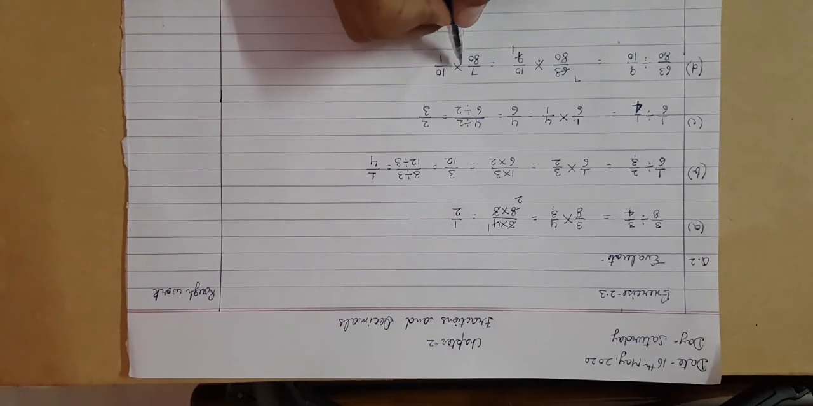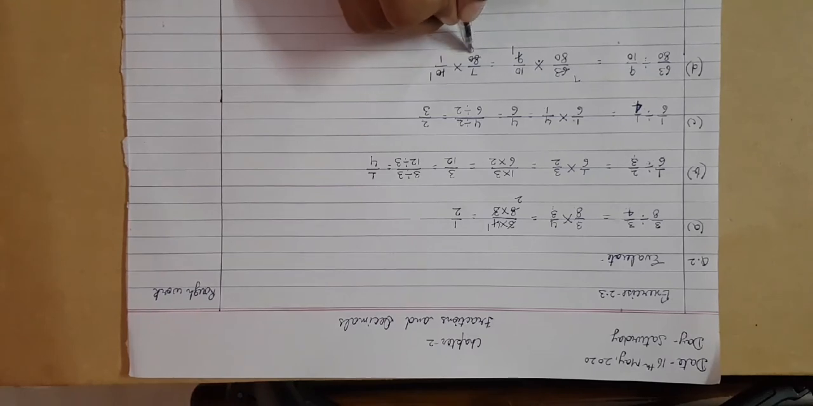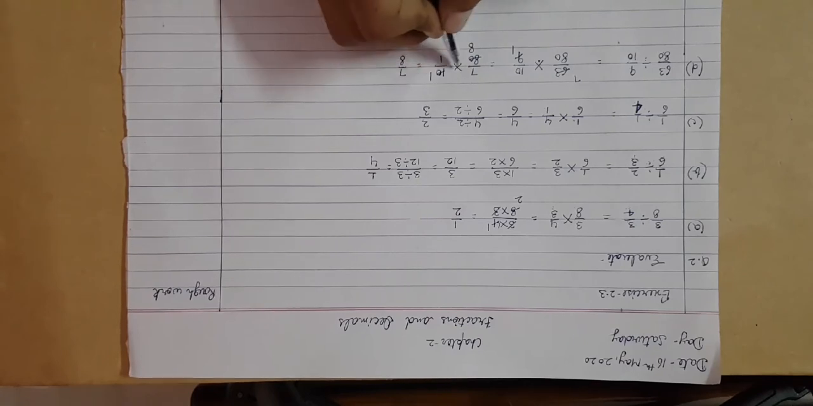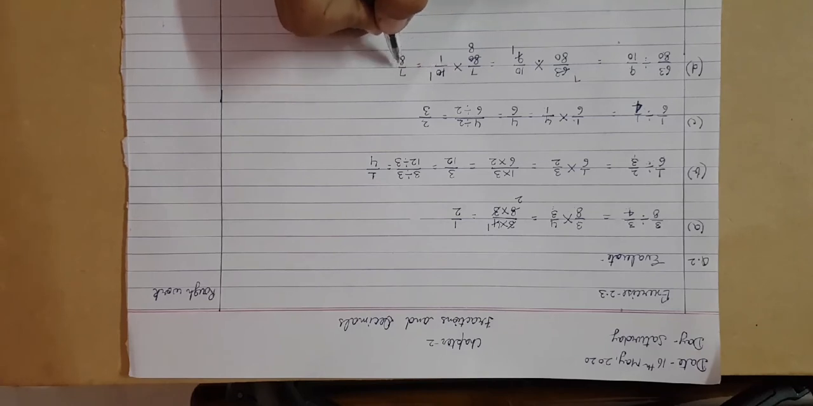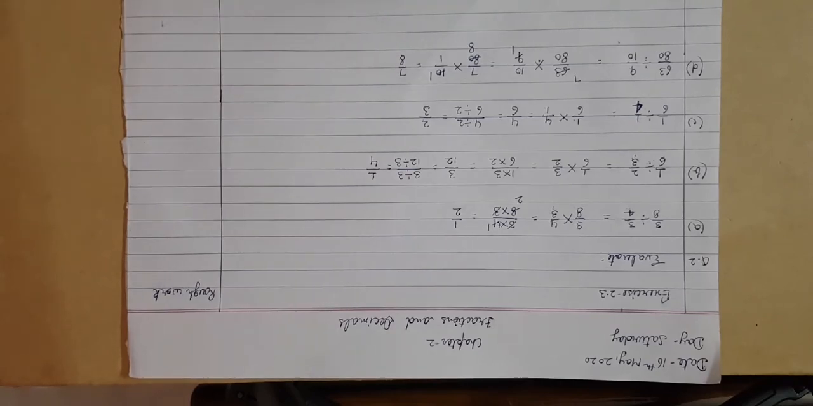Now again 10 and 80 both are having a common factor, that is 10. So 10 ones are 10 and 10 eights are 80. Now you can see it will be 7 upon 8, and into 1 upon 1 is obviously 1, and if we multiply 1 with any number we will again get the same number. So 7 upon 8 is the answer for this division.